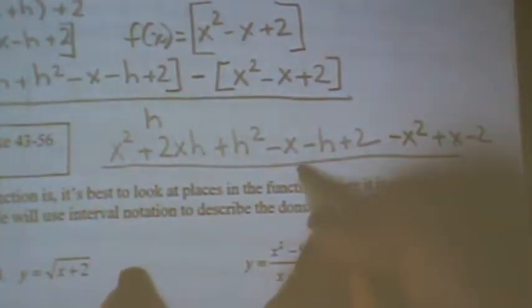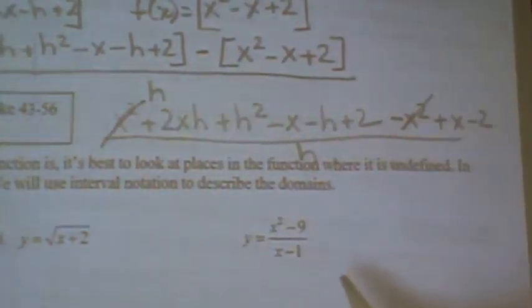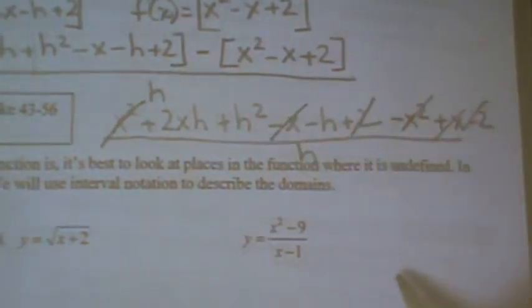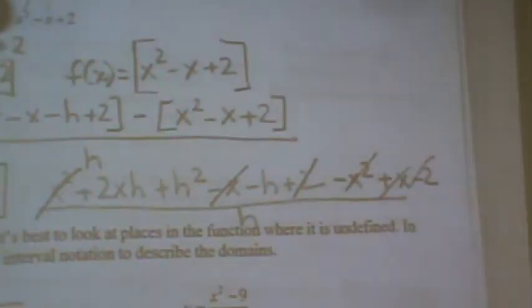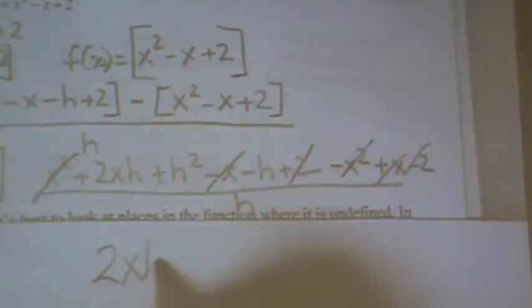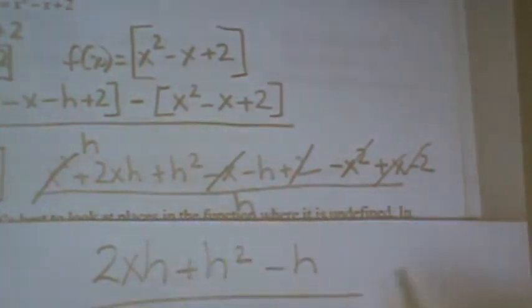And just take out an h. Now here, what cancels? There's a bunch of stuff that cancels here. The x plus 2 squareds cancel, the minus 2 plus 2, the x's, and what's left is 2xh plus h squared minus h, all over h.